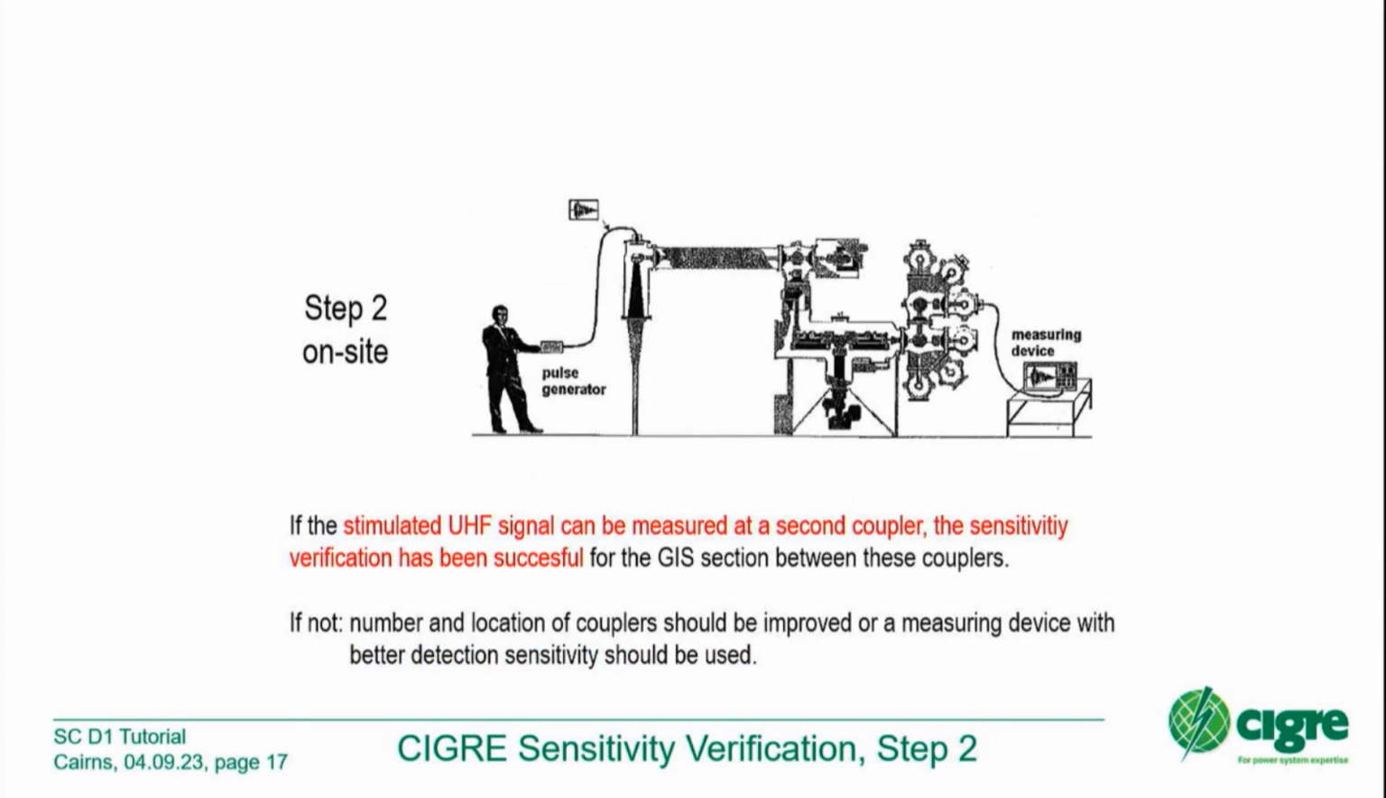So, first step done, document is available, everything is crystal clear, then we can go on site and do step 2 of this sensitivity verification. Very simple. We have the same pulse generator, the same antennas, the same type of GIS, and the same measuring device.